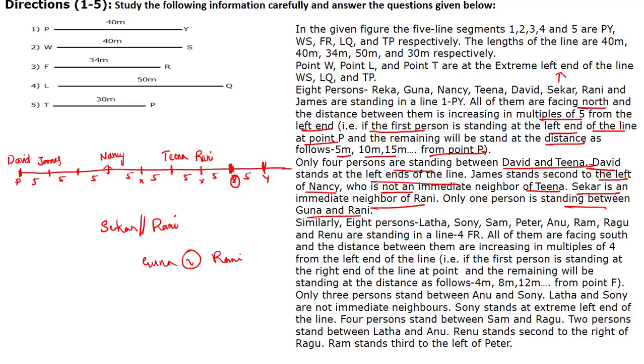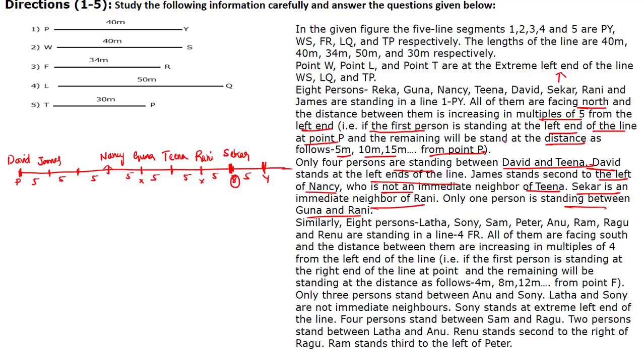Now between Rani and Guna there is a gap of one person. Rani is here, one person, so Guna has to be here. Rani and Shekhar are immediate neighbors. Rani is here, so Shekhar has to be at this particular place. I hope you got it. So let me rub everything which is associated here.